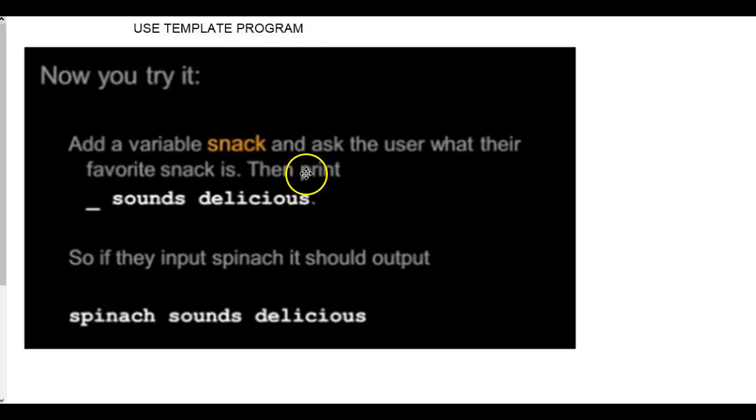So, you're going to use the template program. And you guys are going to try this. This is your homework tonight, so to speak. You're going to add a variable snack and ask the user what their favorite snack is. And then you're going to print whatever their snack was, sounds delicious. So you're adding to the template program a variable snack, asking the user what their favorite snack is, then printing that their snack sounds delicious. So for example, if they said spinach, it should output spinach sounds delicious.